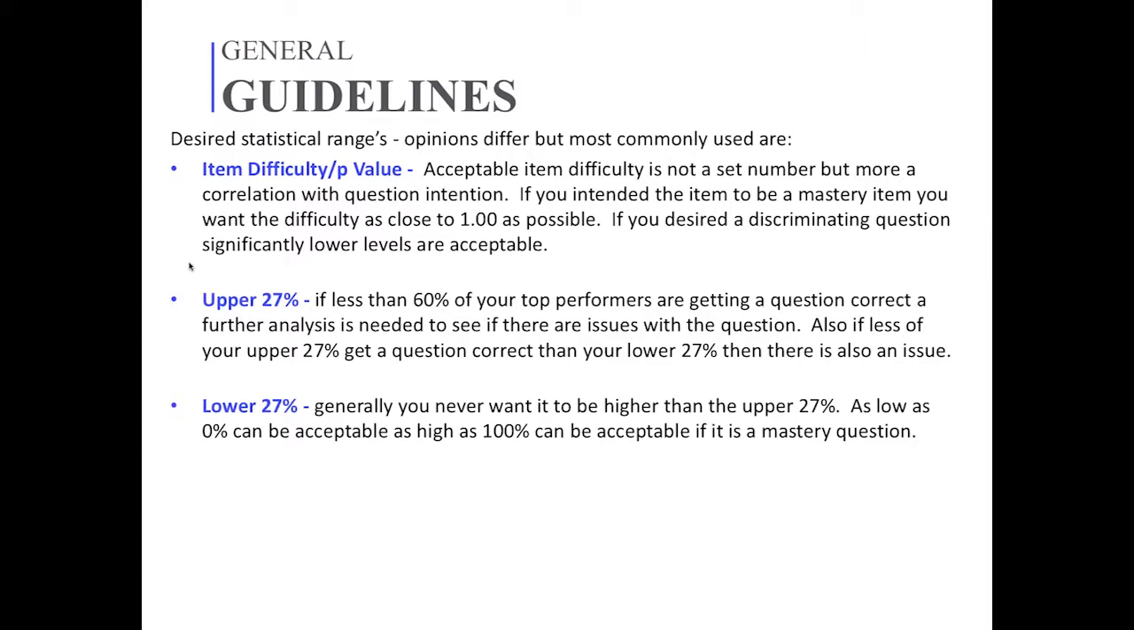Now, upper 27%, personally, I think that if less than 60% of your top performers are getting a question correct, you need to at least be looking deeper. That's going to trigger a red flag as far as I'm concerned. You really want to make sure that the bulk of your top 27% are getting your discrimination items correct. Why 60%? Again, I think that's just a good middle ground. If you get less than that, you're looking at basically half of your top performers getting something wrong, and that starts to become worrisome to me.